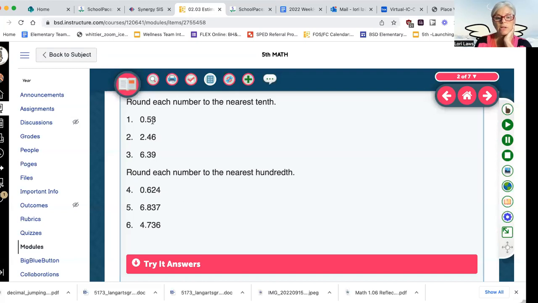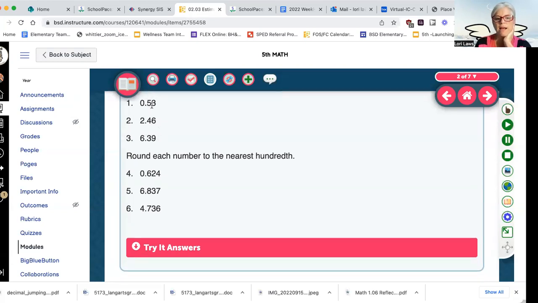And to do that, you're going to look at this number next to it and say, is this 5 to the sky or 4 to the floor? Which way is it going to go? Show me with your thumbs, up or down, my friends. Are we going to round up or down? Yep. Christian, look at it again. This is a 3, right? A 3 is 4 to the floor. Anything under 4 is going to go down. So we're going to keep the 5 the same, and it's going to be 0.5.